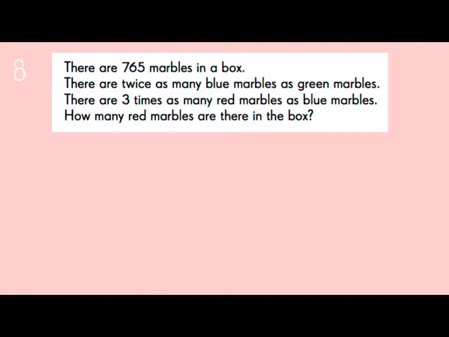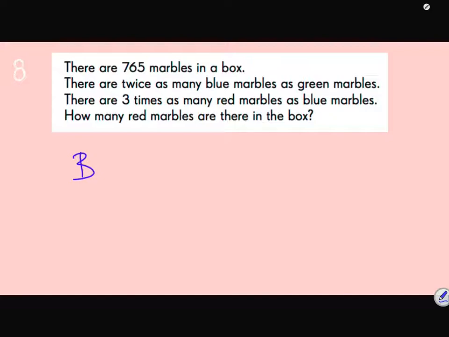So when I first read this, the first thing I think to myself is that there are more than 2 variables. This is the first time we've had more than 2 variables in our class. So I'm going to take this one step at a time. There are blue marbles, there are red marbles, and there are green marbles. So I have all of those variables.